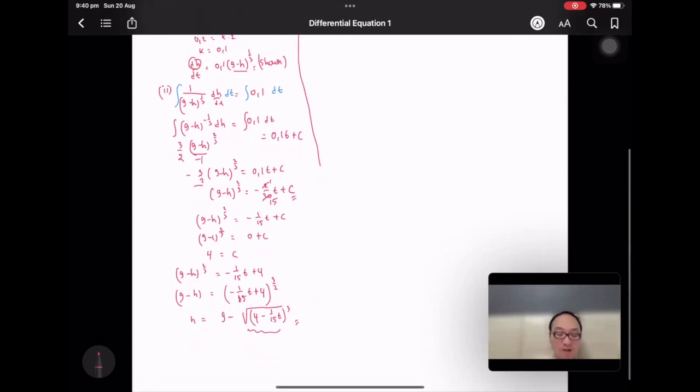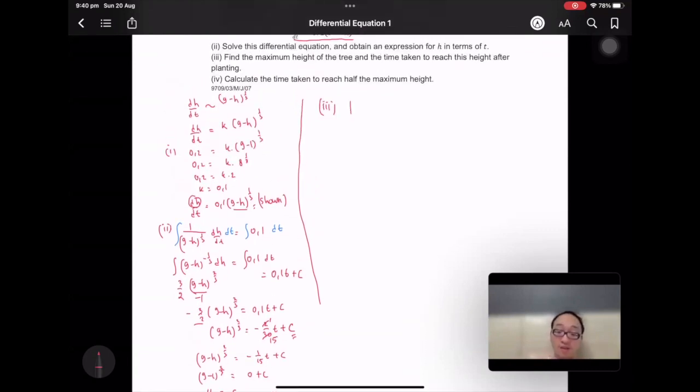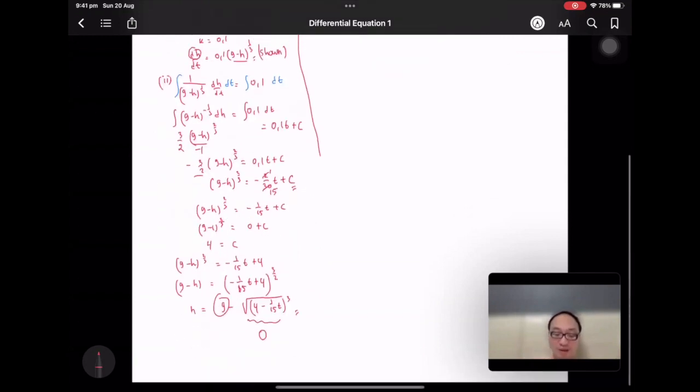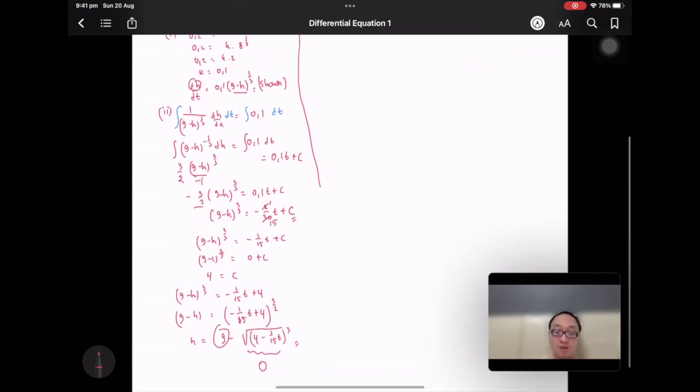This value can be maximum if this term is equal to 0, and it cannot exceed 9, because the square root cannot be negative. So that means the maximum height will be equal to 9, and this will happen when the term inside the square root is equal to 0.